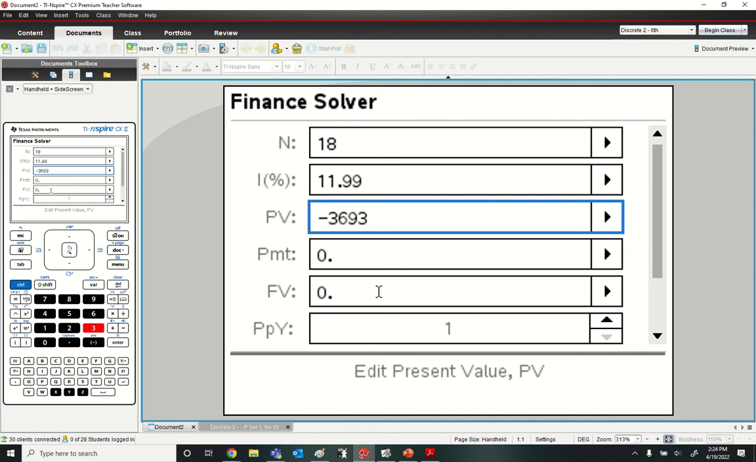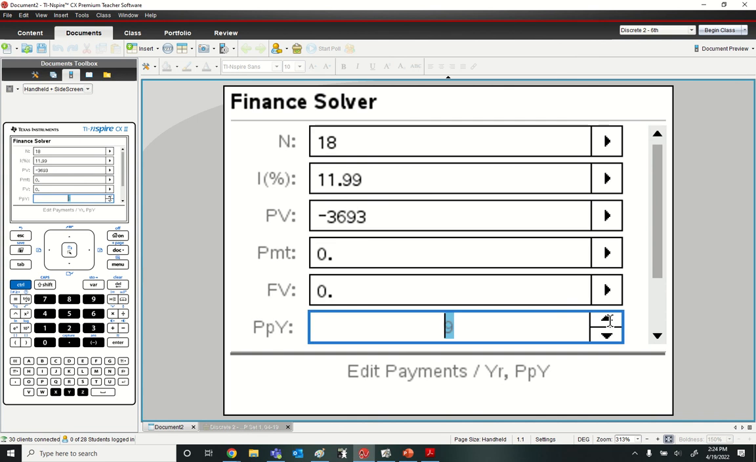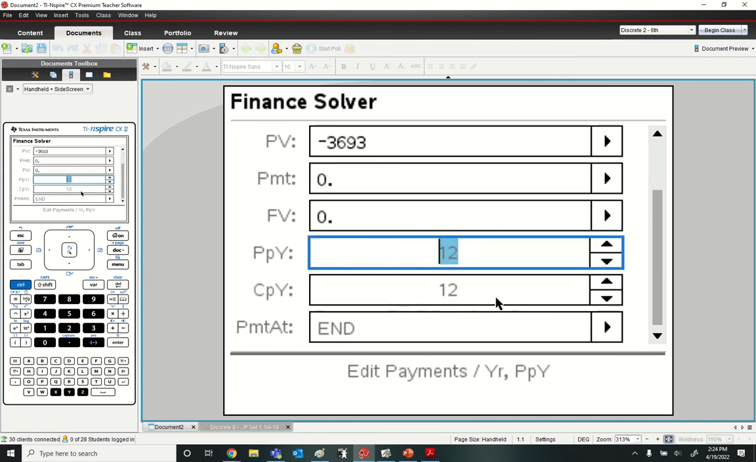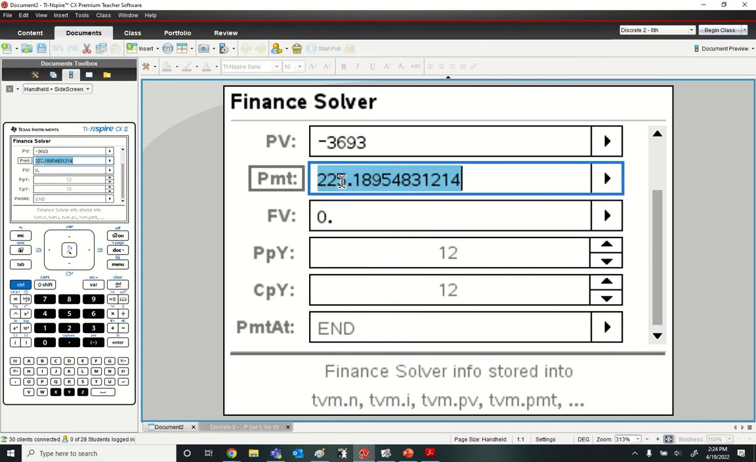Payment, I'm looking for that. FV is 0. PPY is 12. And I'm going to scroll down to make sure all the rest is the same. And 12, 12, and end. So remember, I'm looking for payment. So that's the last one. I'm going to highlight that and then hit enter.